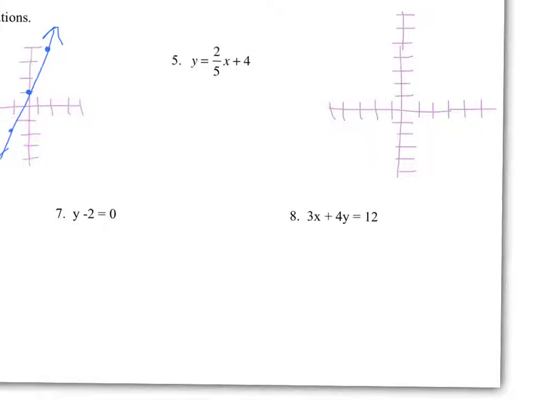For number 5, we already have our line in slope-intercept form. So I'm going to put my y-intercept on at 4. And then for my slope, I'm going to move up 2 and over 5. And then I'm going to move down 2 and over 5 the other direction. And then I have enough points to graph my line.